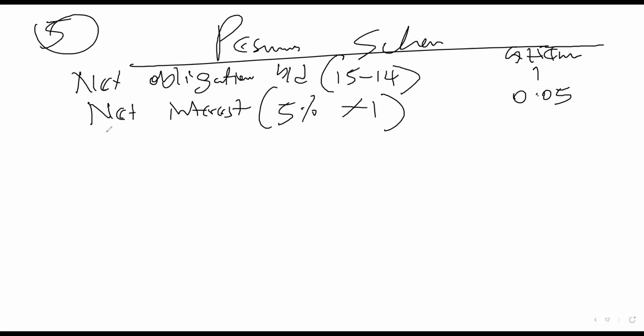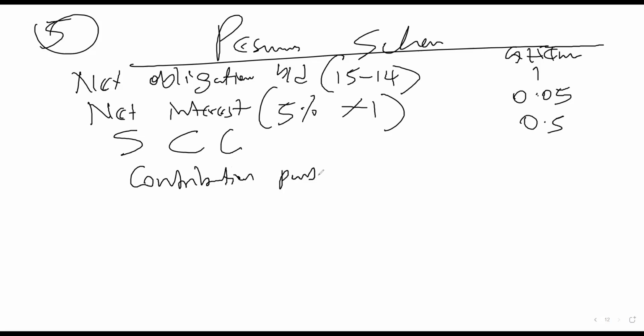Next, SEC. SEC, right? Service component cost. What's the figure? 0.5. Next, contribution paid. 1. Next, benefits paid, in bracket. What's the benefit? 1.5 minus 1.5.